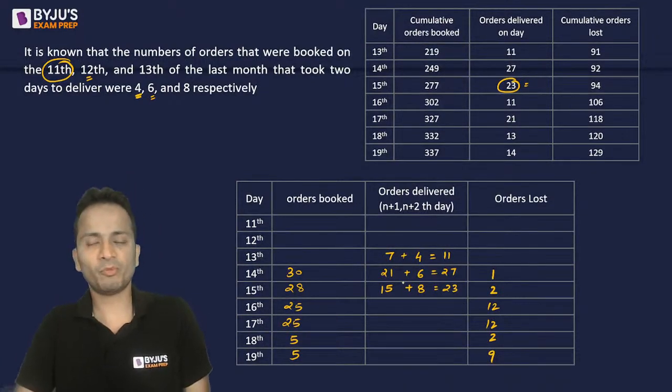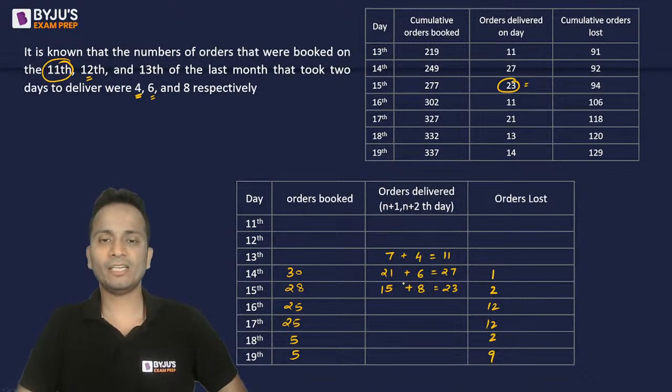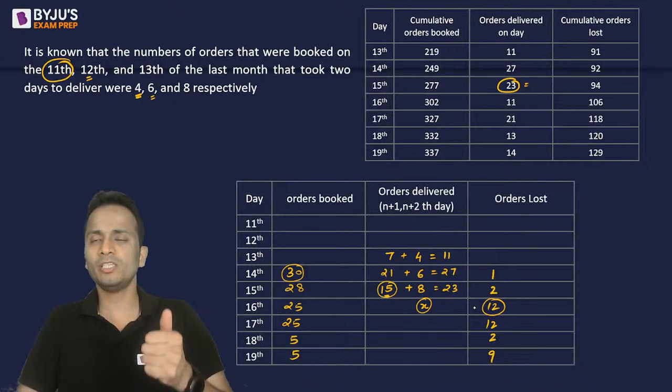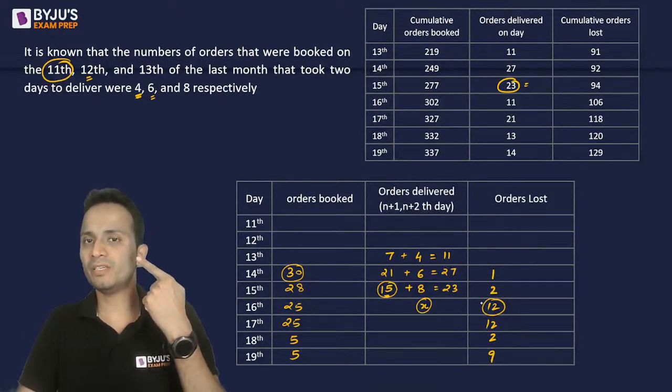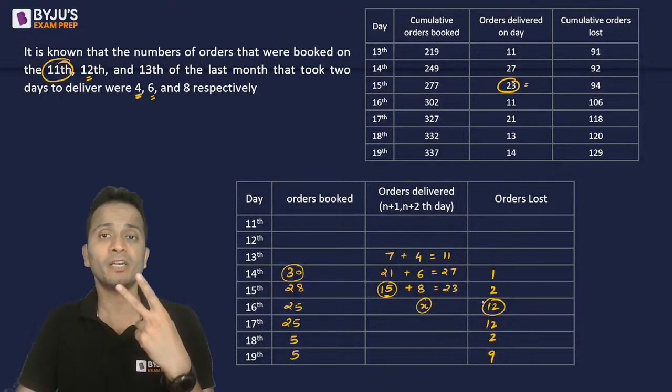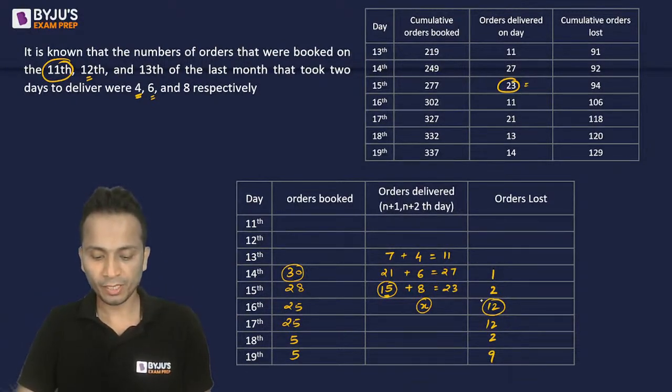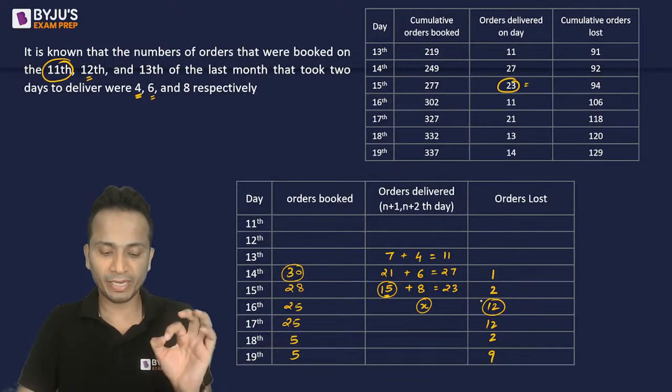Okay, done up till this point? Now let's move further and talk about other things. Now these 30 orders that are booked, 15 are delivered the next day, and the remaining will be delivered after 2 days, and the remaining will be lost. So this 30 should be the sum of these three numbers. Orders that are booked on a particular day will either be delivered the next day, or delivered the second day, or marked as lost. I have clarified this at the beginning.